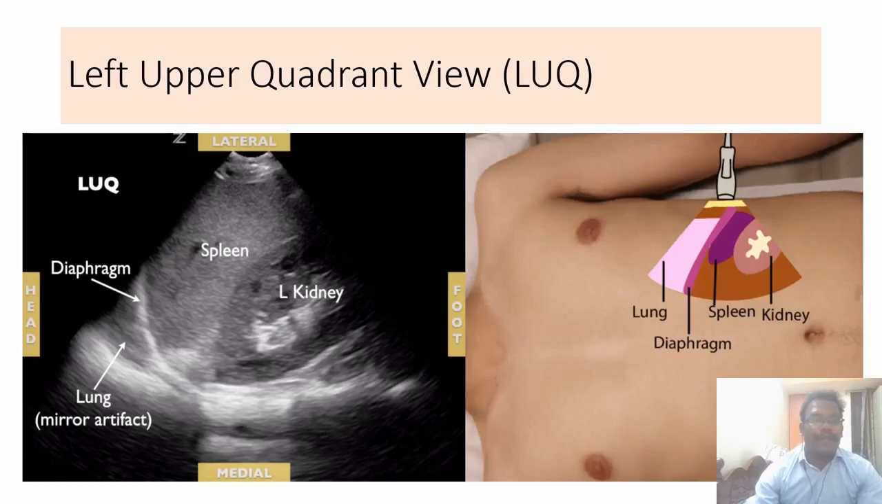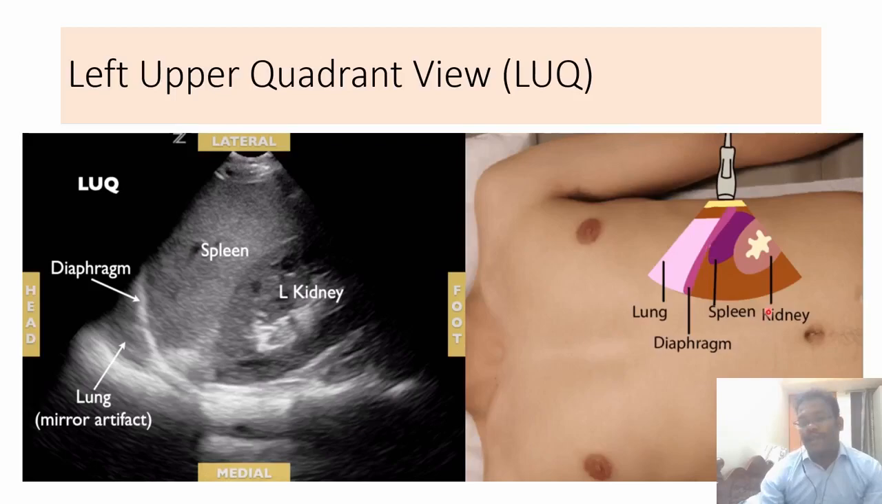Next, we have the left upper quadrant view. The left upper quadrant view is the least sensitive view of the E-FAST assessment to detect the free fluid. So what are the structures that are present in the left upper quadrant view? Here we can see this is the diaphragm. Above the diaphragm is the lung, left lung, and below the diaphragm we have the spleen, and below the spleen we have the left kidney. There is a space between the diaphragm and the spleen that is called the subphrenic space.